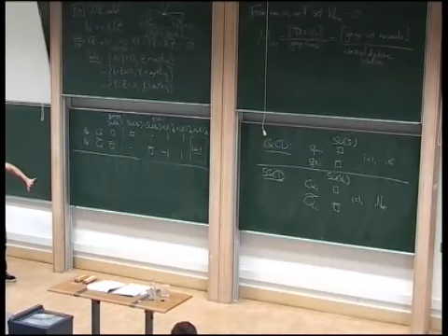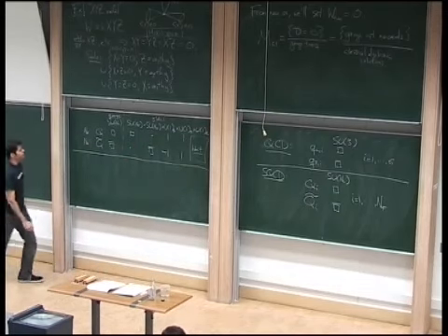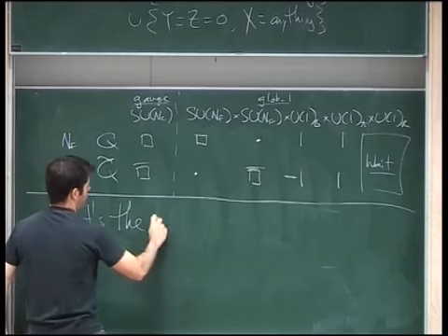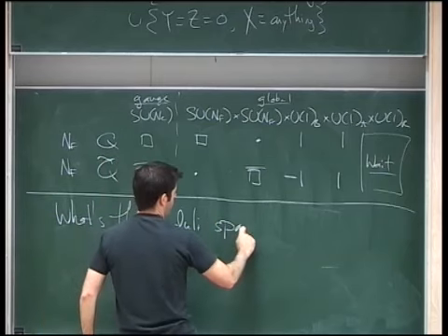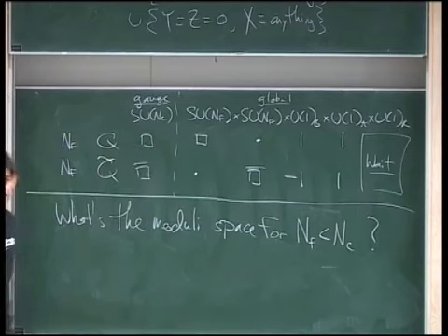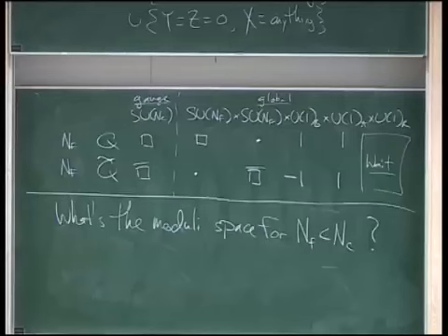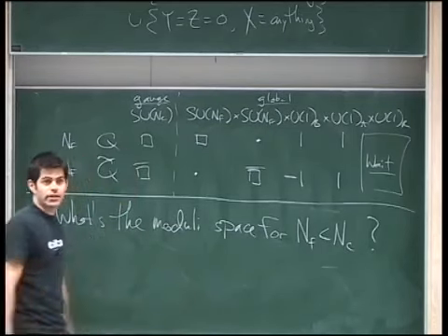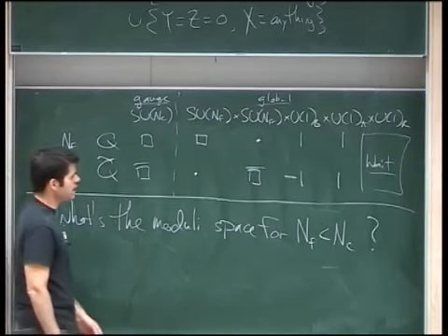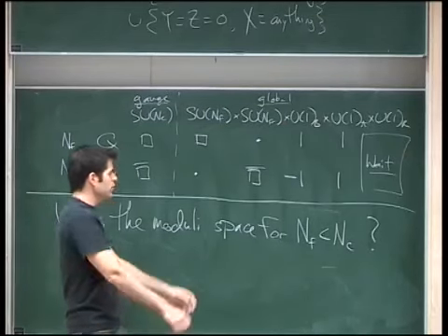So let me start by considering the following range of flavors and colors. The question I want to ask is, what's the moduli space for NF less than NC? Today I'm going to start with NF less than NC and find the classical moduli space. Then we'll go to NF greater than or equal to NC and find the classical moduli space of that. Then I'm going to come back to this and find the quantum moduli space. Finally, I'll end up today with the quantum moduli space of NF equals NC. And the subject of tomorrow will be entirely the case where NF is greater than NC.